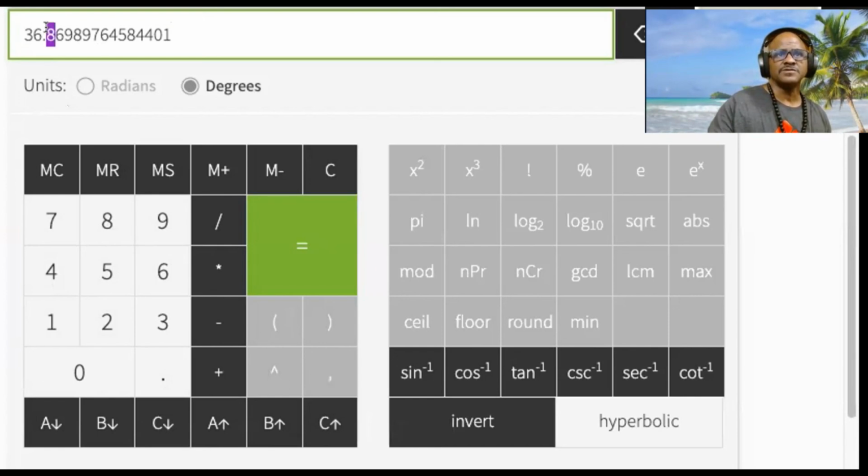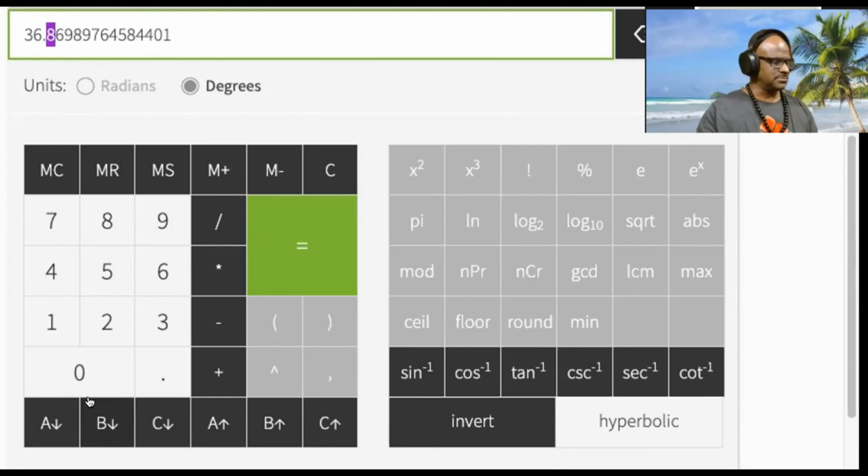We have to look at the first digit after the decimal point. If it's higher than 5, we have to go up 1. Is it higher than 5? Yes, 8 is higher than 5. And so we got to make that 37 degrees. And so if you got 37 degrees, give yourself a round of applause.